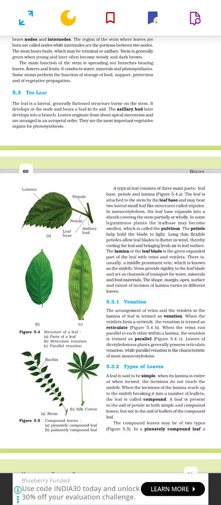When the incisions of the lamina reach up to the midrib, breaking it into a number of leaflets, the leaf is called compound. A bud is present in the axil of the petiole in both simple and compound leaves, but not in the axil of leaflets of a compound leaf. The compound leaf may be of two types.